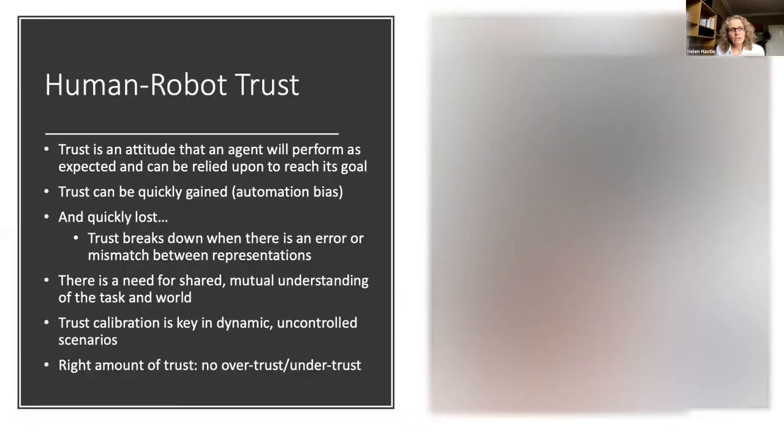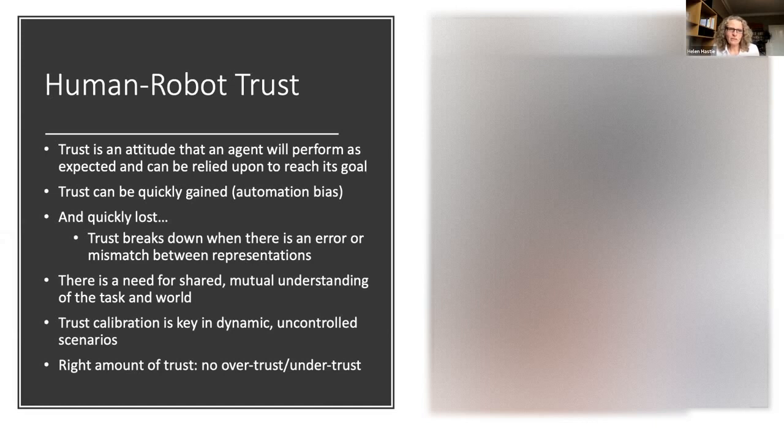And then human-robot trust. So trust, again, is an attitude that the agent will perform as expected and can be relied upon to reach their goal. So trust can be quickly gained. We've seen that through something called automation bias, which has been known about for a number of years. So people typically initially trust automation. So if you get in your car, you touch your GPS to get you where you want to go. Whether that's the same for all autonomous systems, we're not quite sure yet. But what is clear is that trust can be quickly lost.